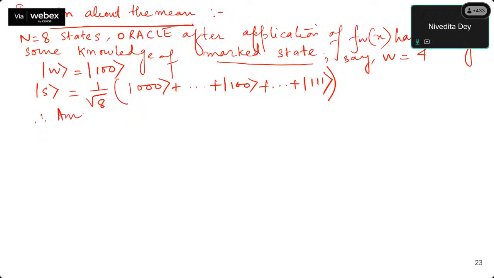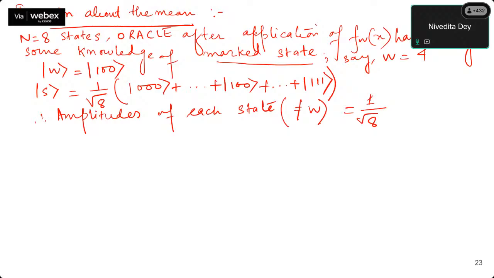Let me write amplitudes of each state which is not equals to w, of course, that is my 1 by root of 8. But w, since I made it minus, if you notice also earlier we made that interpretation, the phase flipping of one of the marked state. So amplitude of state which is equals to w will be minus 1 by root 8. All these things are after only the first oracle is completed.